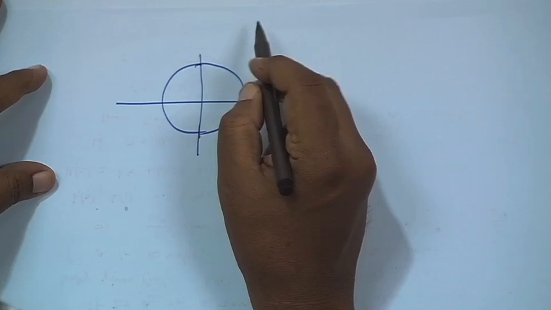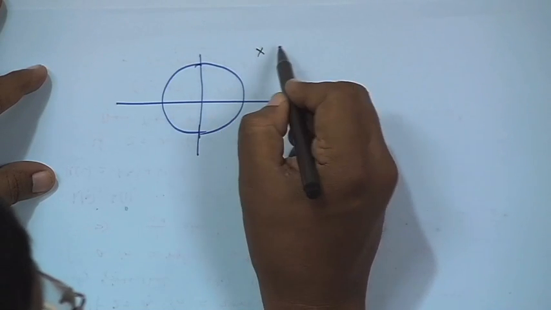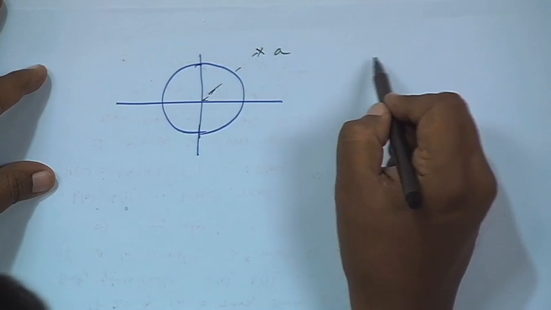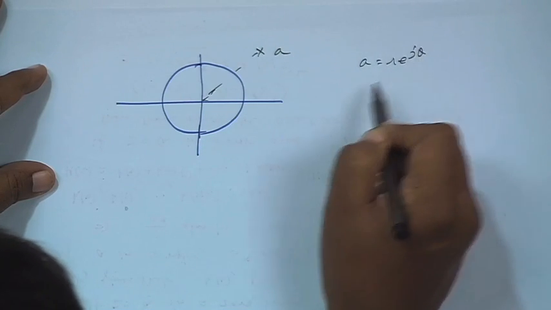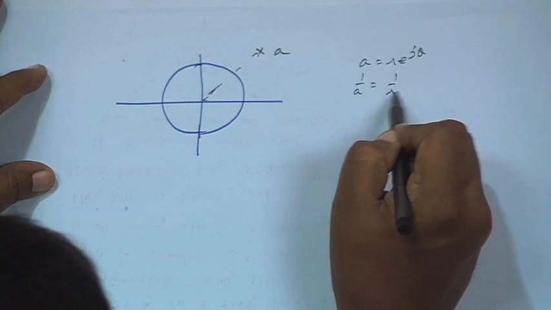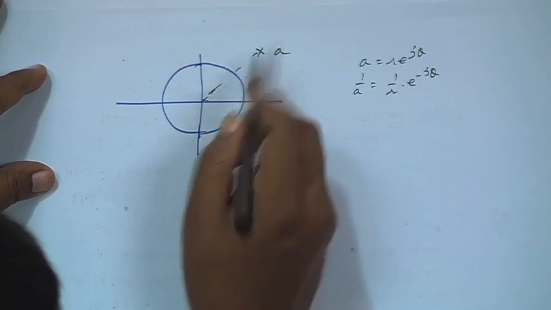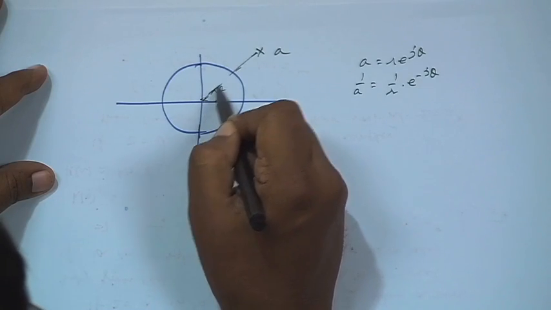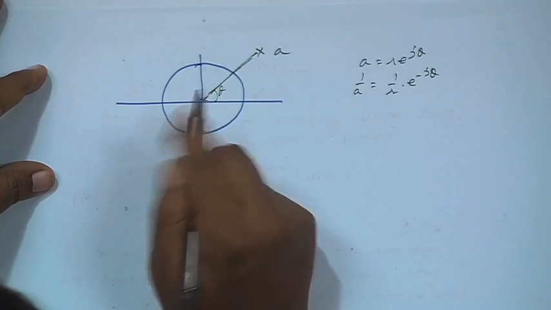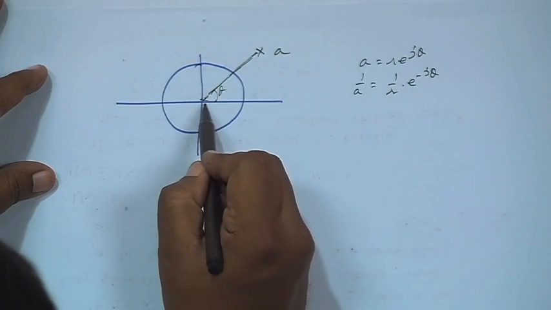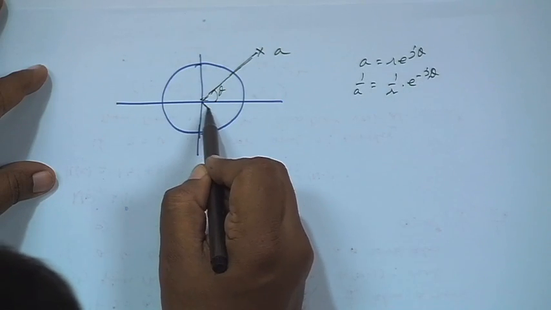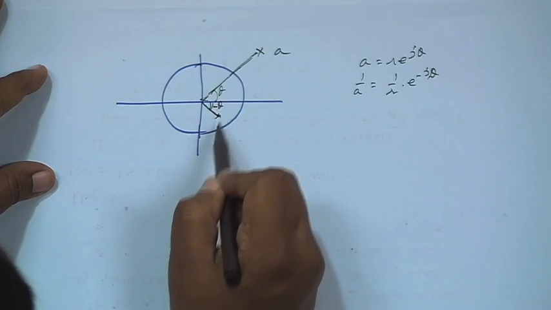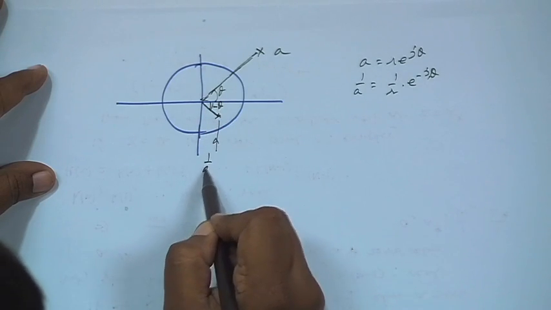If there is one root here, say A, and suppose A is r e to the power j theta, then 1 by A is 1 by r e to the power minus j theta. Here r is the magnitude, so much is r, and this angle is theta. Now, r greater than 1 means 1 by r will be less than 1, and the angle is now minus theta in this direction. So here will be one root, this is minus theta, this is your 1 by A.